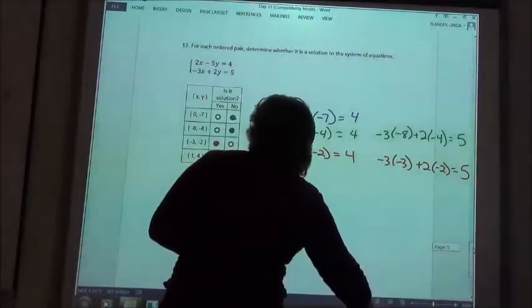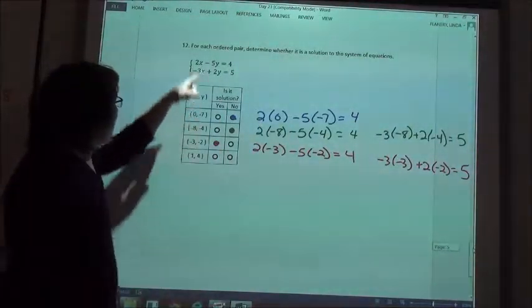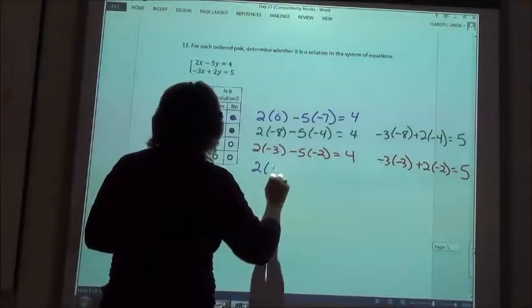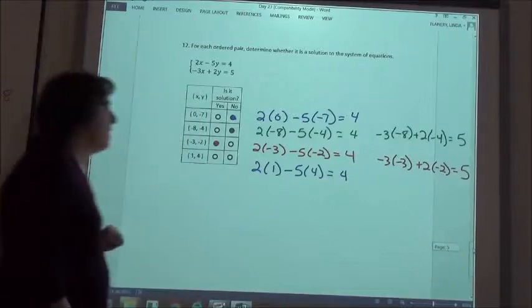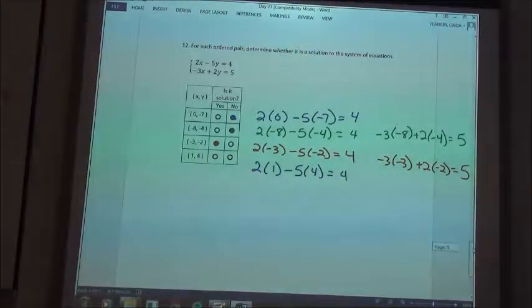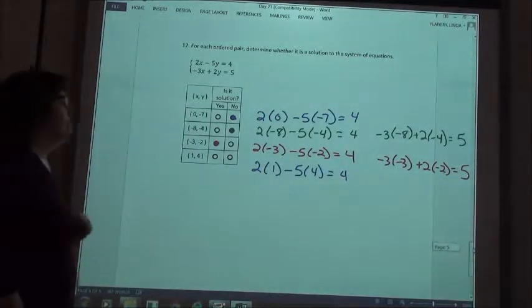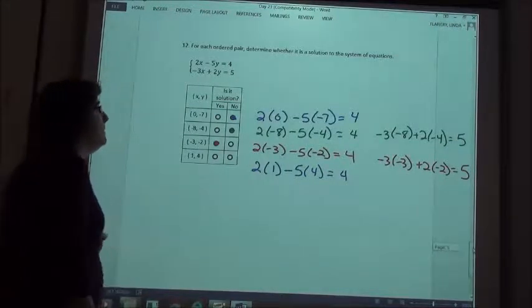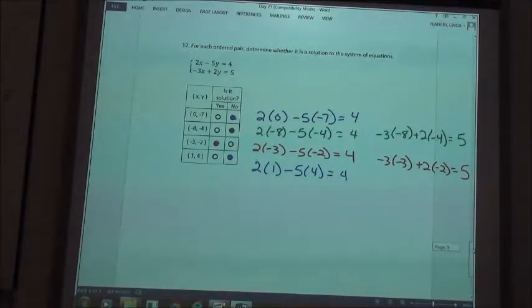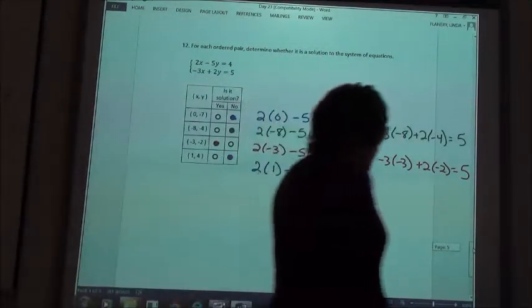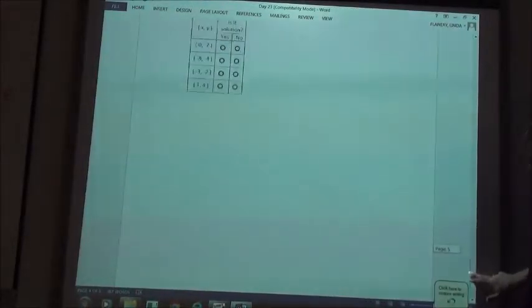And one last one to check. Putting in the 1 and the 4. 2 times 1 minus 5 times 4. Does that equal 4? No, it doesn't. So in order to be a solution to the system, it has to be a yes on both equations, otherwise it's a no. Alrighty. That is the end of the chapter.